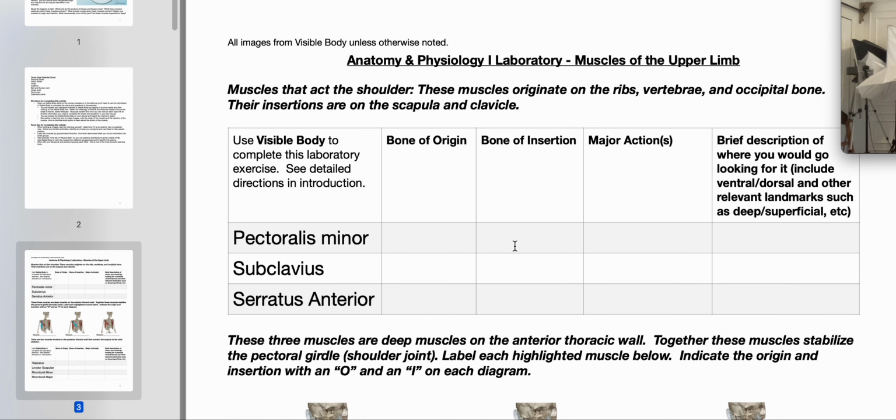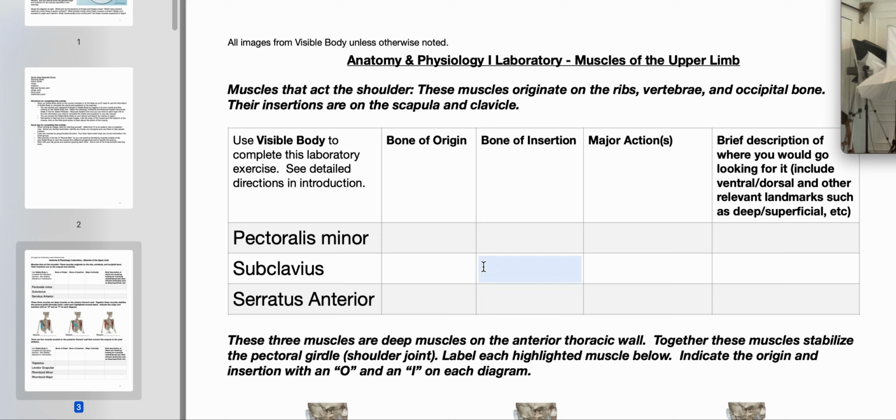So let me just give you an example of how these charts work. Notice there are just 3 muscles in this chart. And it tells you right above the chart that these are muscles that act on the shoulder. They're not all the muscles that act on the shoulder, but these muscles all originate on the ribs, the vertebra, and the occipital bone. Now, you don't have to memorize that for these muscles, but it gives you a really big hint at what they might do. Because remember, the origin is the bone that doesn't move, and the insertion is the bone that does move. And it says that their insertions are on the scapula or the clavicle.